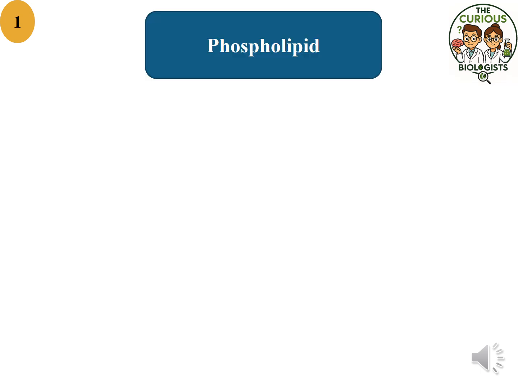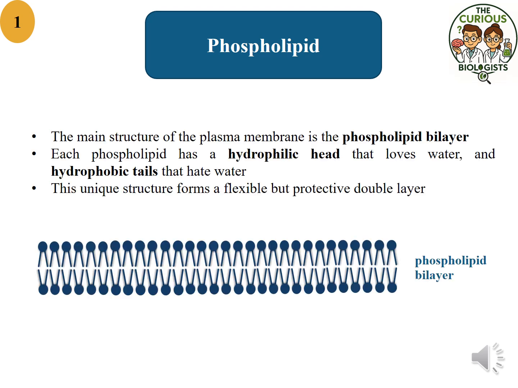Now, the next question here is, what makes the plasma membrane? What molecule is it made up of? Plasma membrane is made up of a molecule which is termed as phospholipid. And the main structure of the plasma membrane is the phospholipid bilayer as in the diagram.